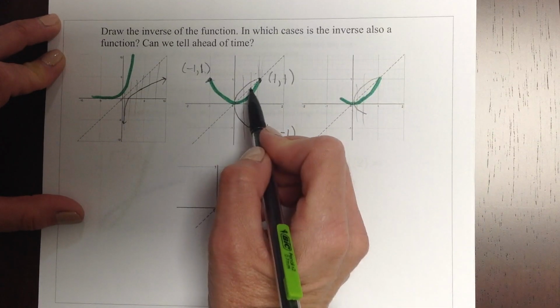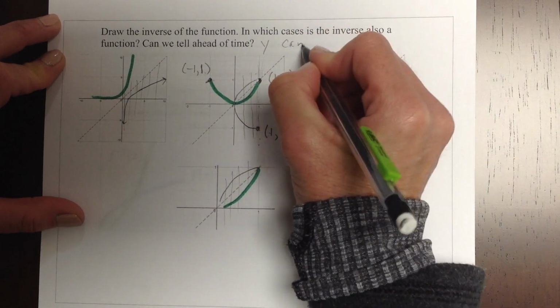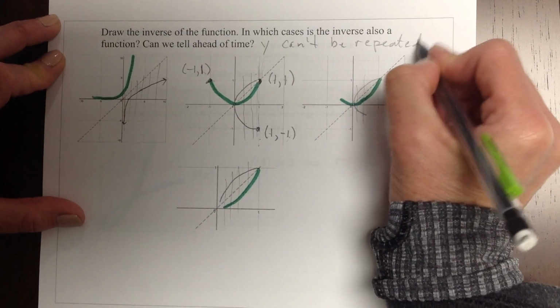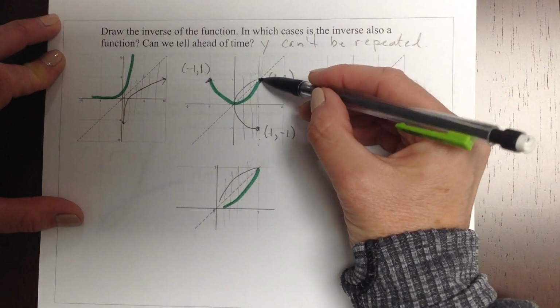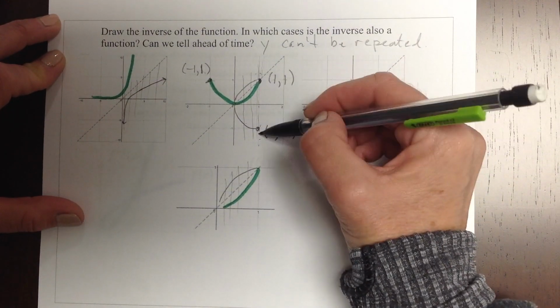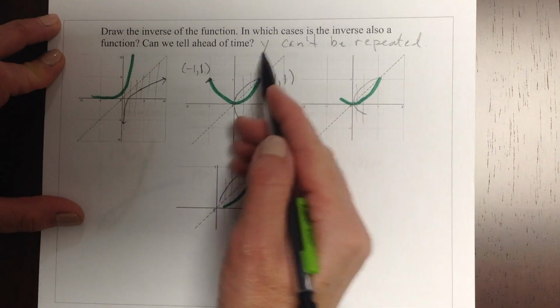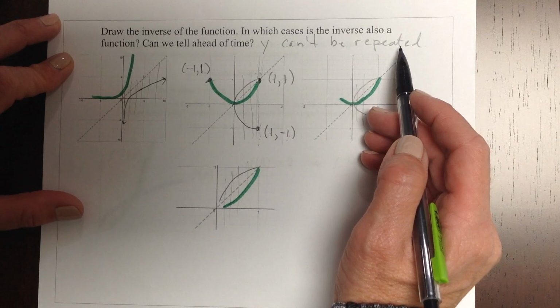So how can we tell ahead of time? Y can't be repeated, because if y is repeated, then when I take the inverse, x will be repeated. And so that's the rule. When will the inverse be a function? If y is not repeated.